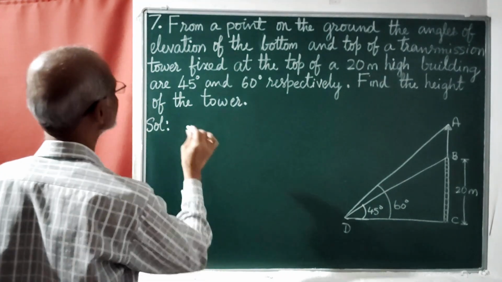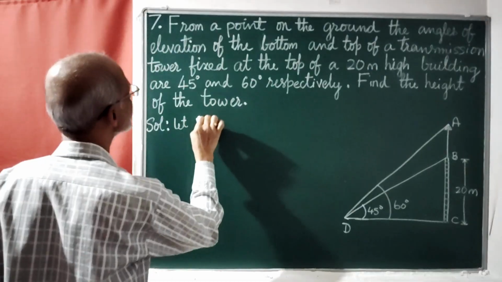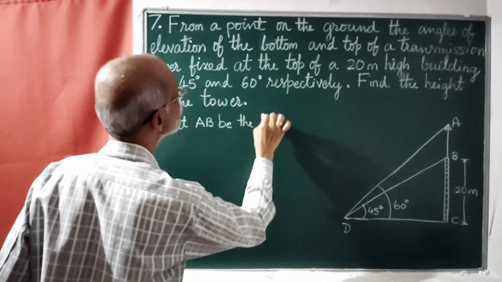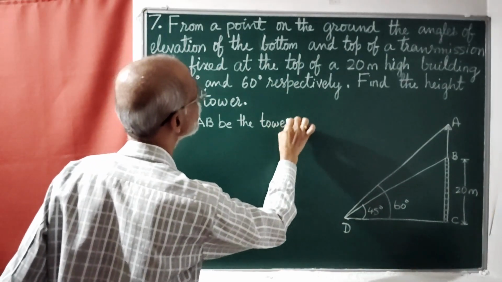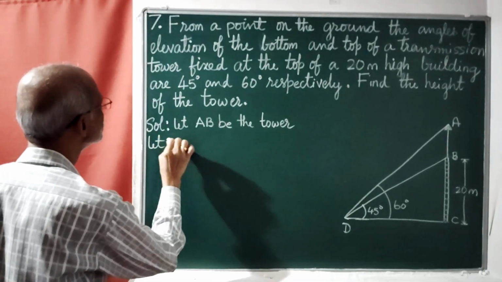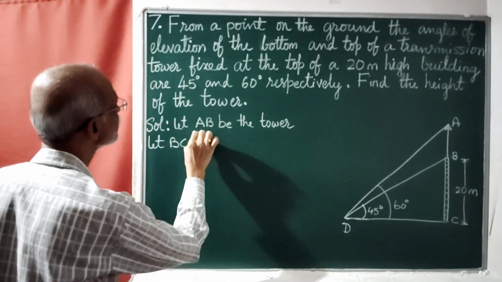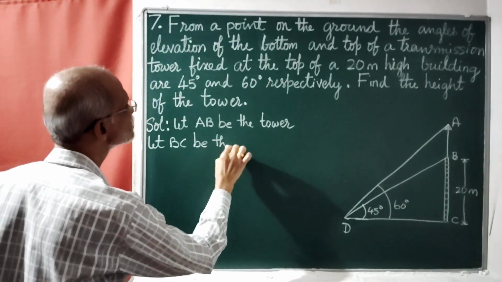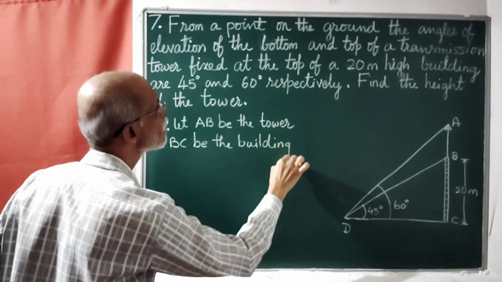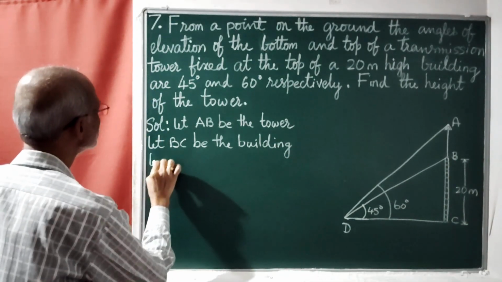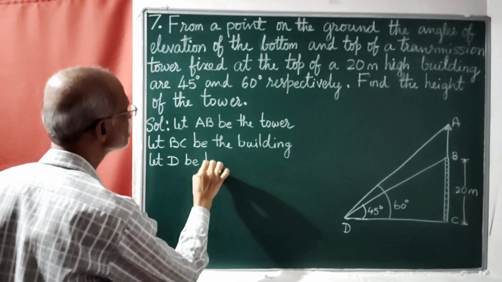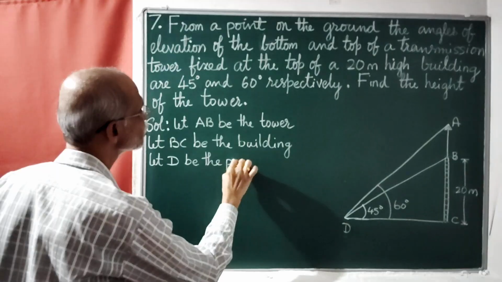Now let AB be the tower, BC be the building, and D be the point on the ground.